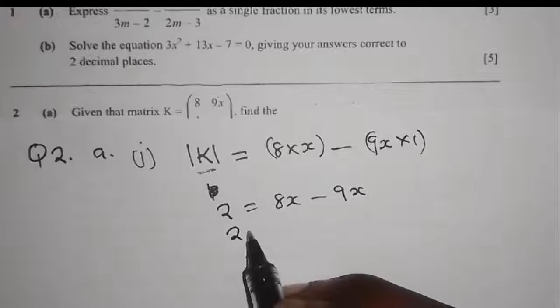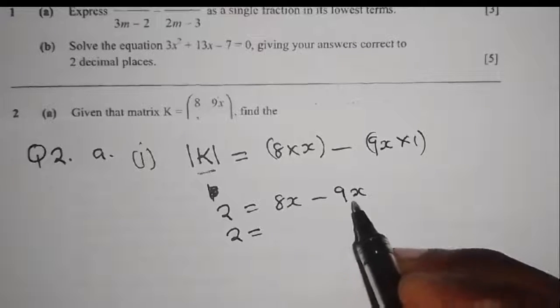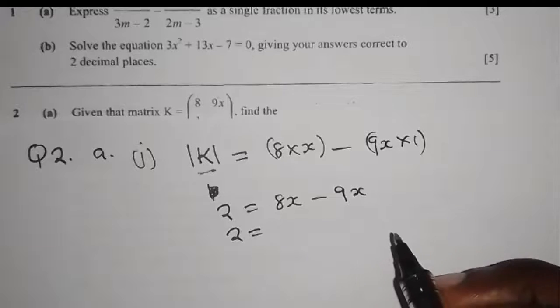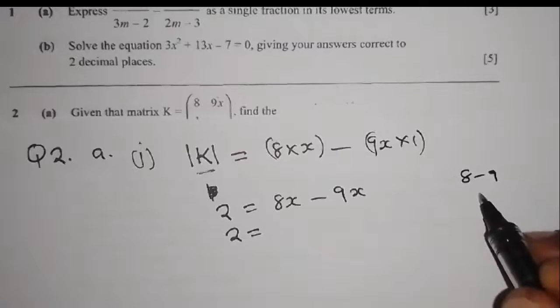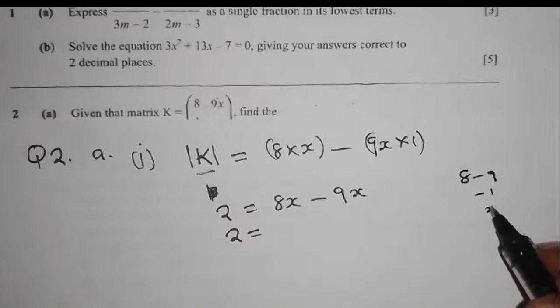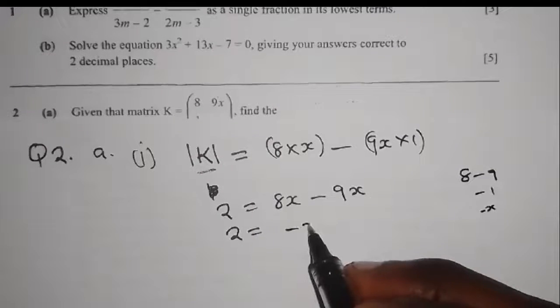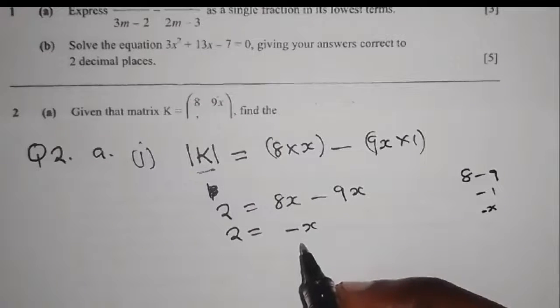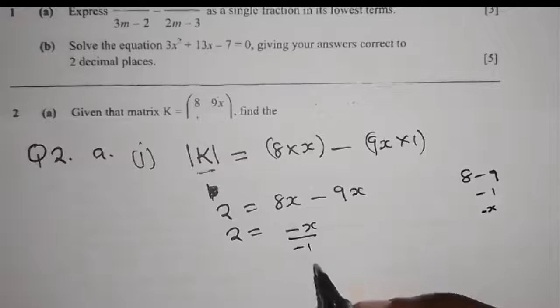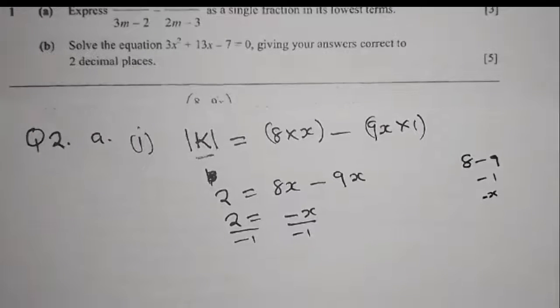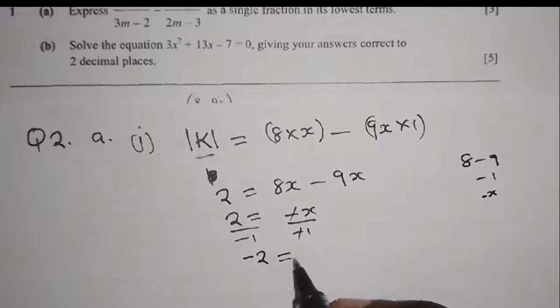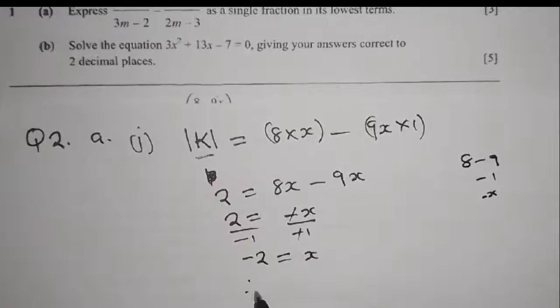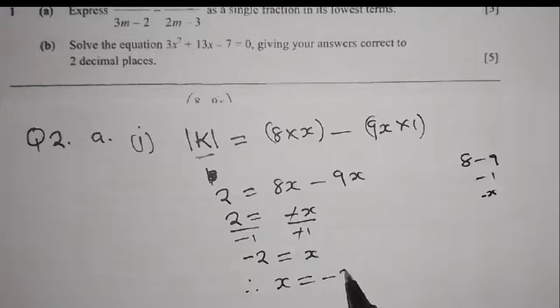Then from there you simplify this one. So 8x minus 9x. Just ignore the x, it's the same as saying 8 minus 9, and this is just negative 1, which is just negative x. So this should just be negative x. Now the x should be positive, so what do you do? You divide both sides by negative 1. So the negative goes, and negative 2 equals x. So therefore, the value of x is negative 2.